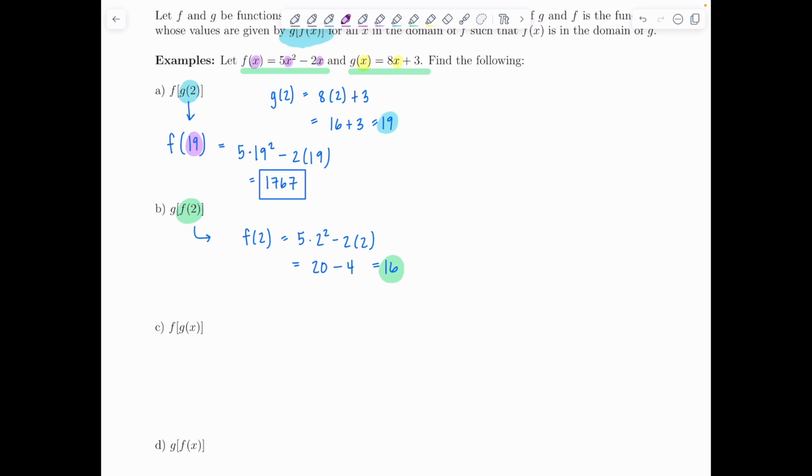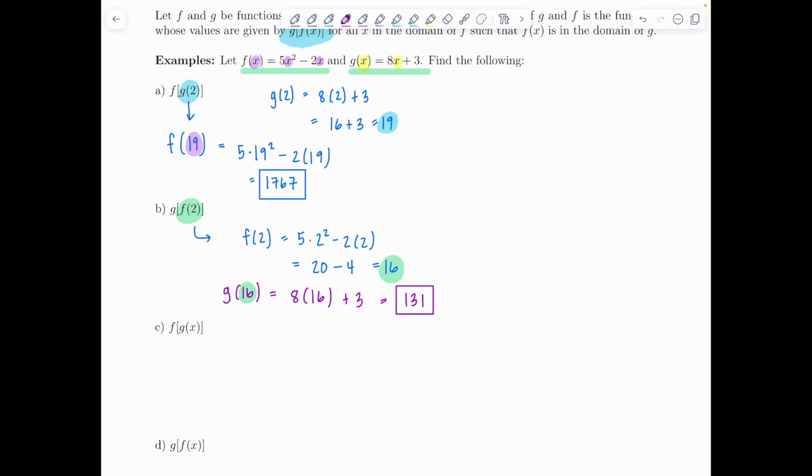Now I'm going to replace f of 2 with 16. So then we need to find g of 16. See how I'm no longer writing f of 2, I'm writing 16 instead because that's what it's equal to. Then I need g of 16. You're going to come to g of x. It equals 8 times x, in this case 16, plus 3. So that's going to be 131. Good? Okay, beautiful.